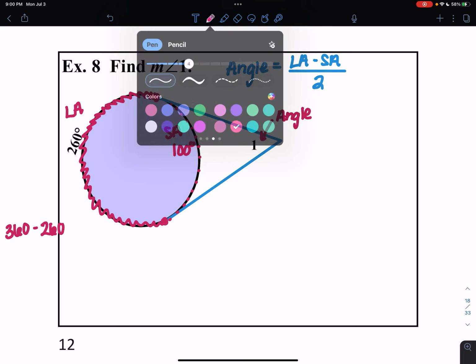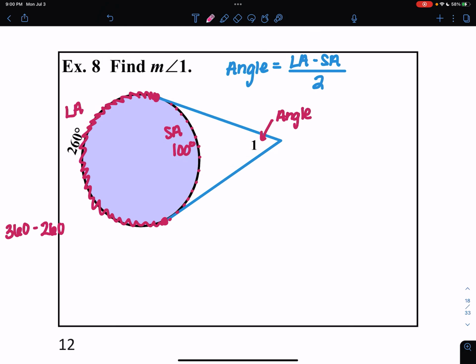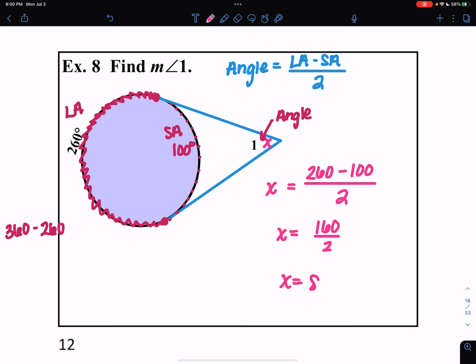So let's take a look. I'm going to put an x in for our angle. So x, the angle, equals large arc, 260, minus the small arc, 100, divided by 2. So x equals 160 over 2. So x equals 80.